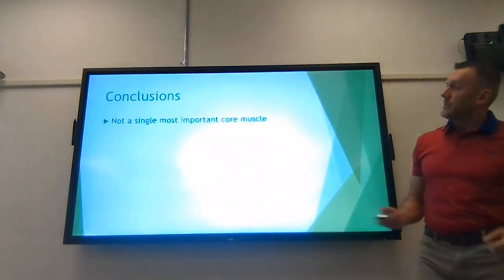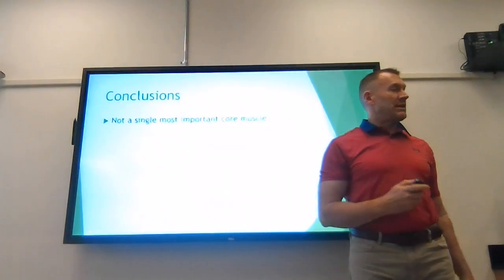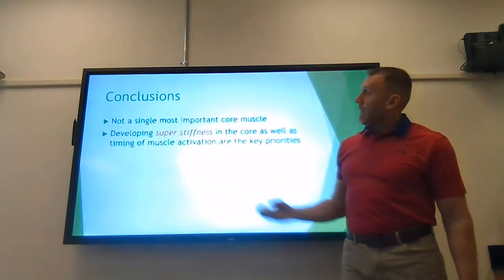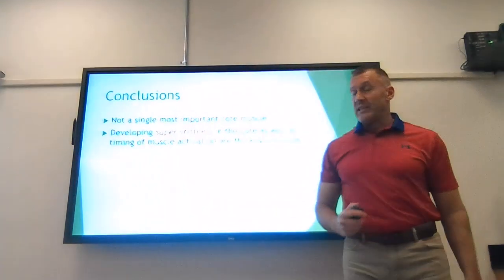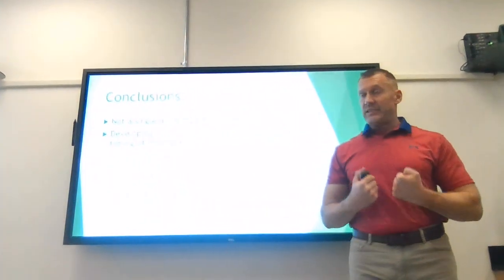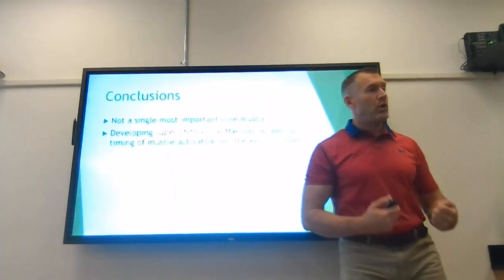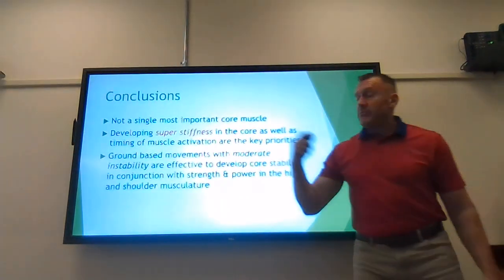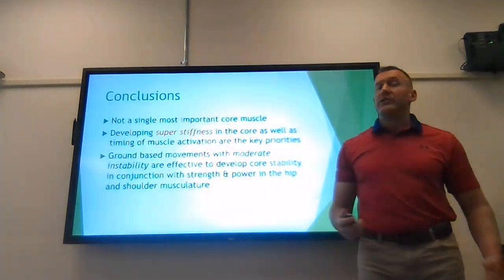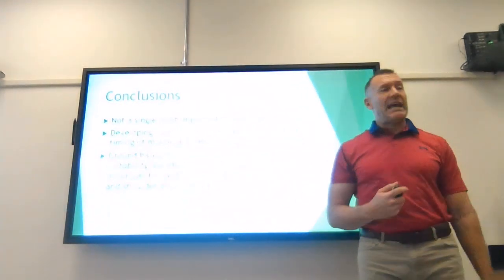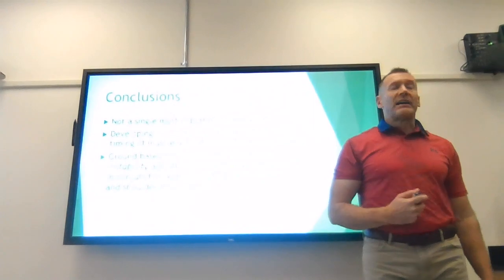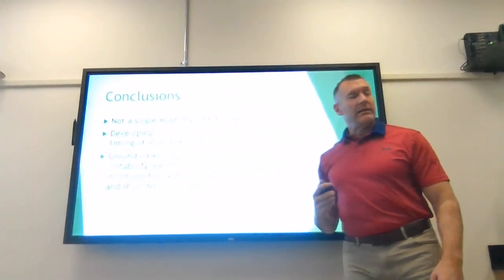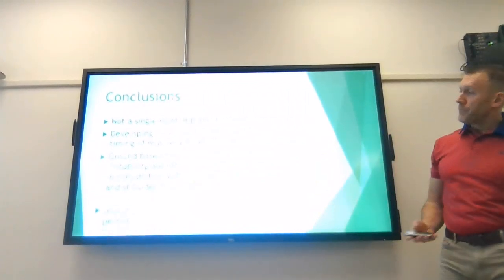Okay, so conclusions. Not a single most important core muscle. Okay, we want to develop super stiffness. That's isometric fitness in these muscles so we can push and pull with our arms and legs more effectively. Okay, ground-based movements. That's where it's at. You're supporting your body in a functional stance. You get the same type of activation that's present with daily life and sports.